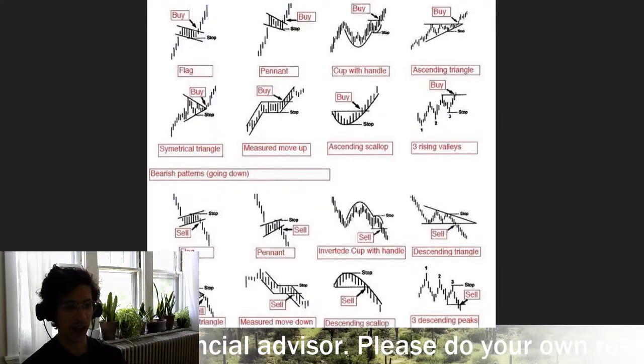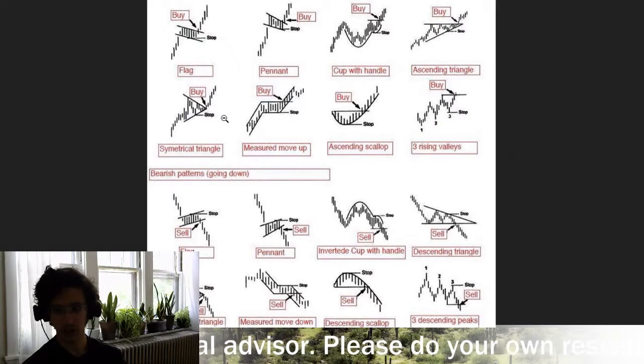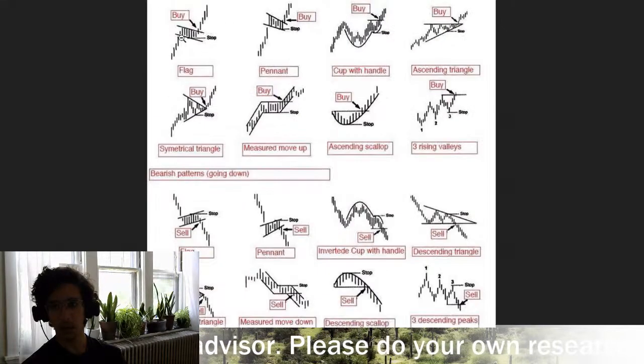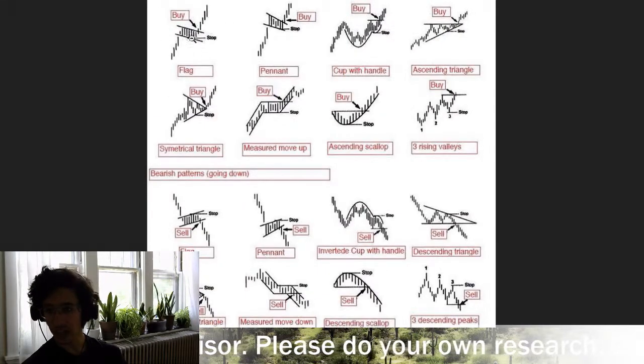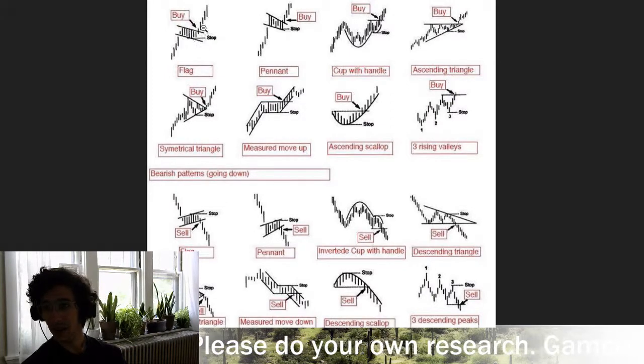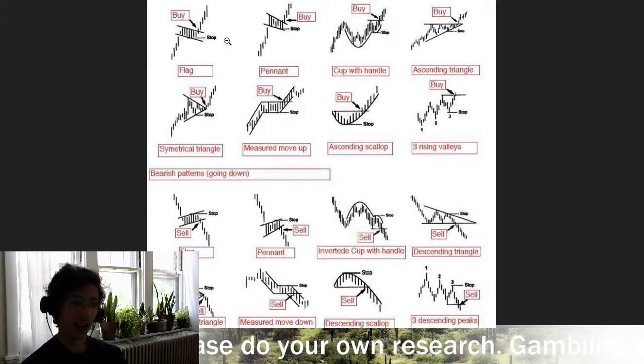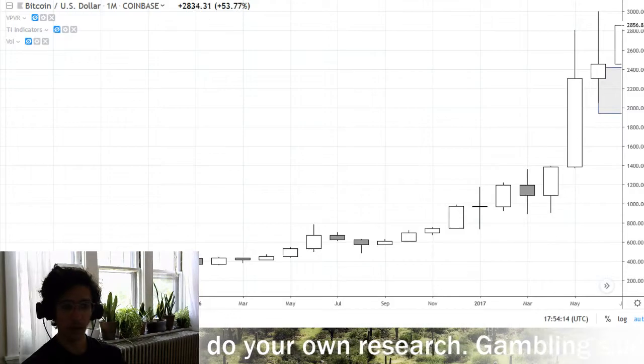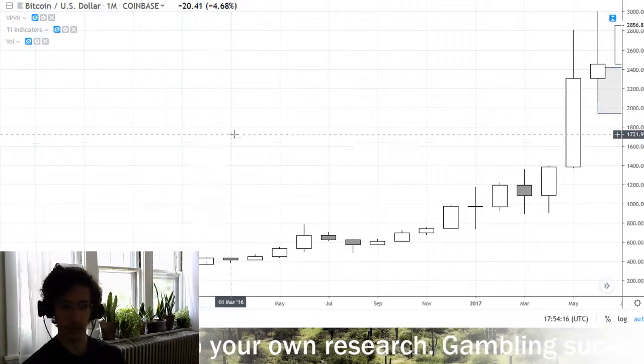There's also patterns that you see that I'll link to as well, where you'll see consolidation and you think, where should I put my stop loss? Where should you buy? And on top of all of this, you should always manage risk with all of it.